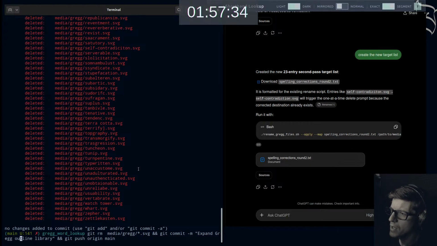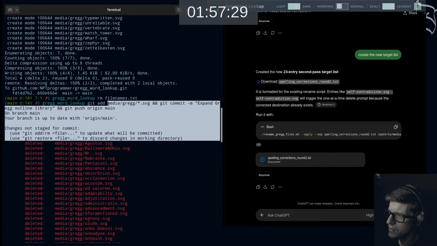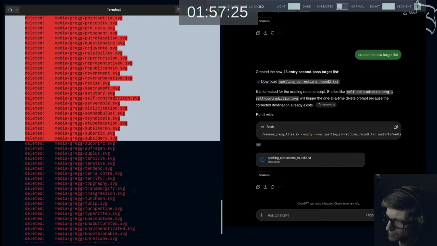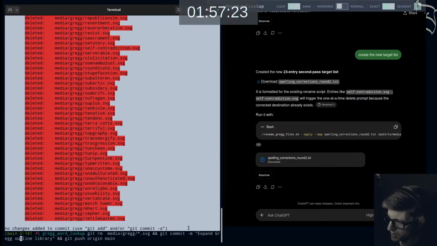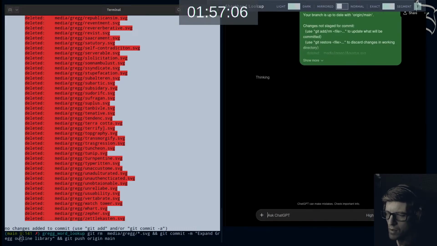Oh, hold on. I just want to make sure I don't do this enough. I just want to make sure that I'm not doing a command incorrectly. So we're going to copy the output of here, paste it in here, and say correct git command. There we go.